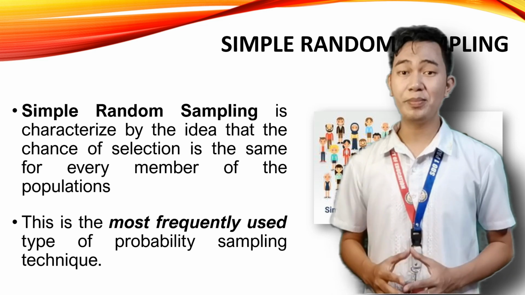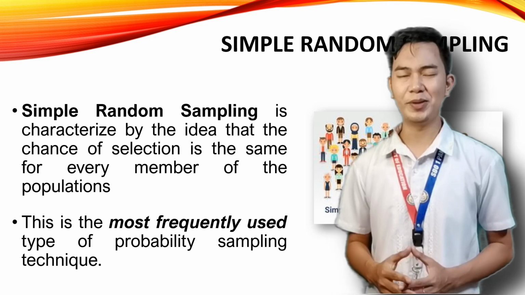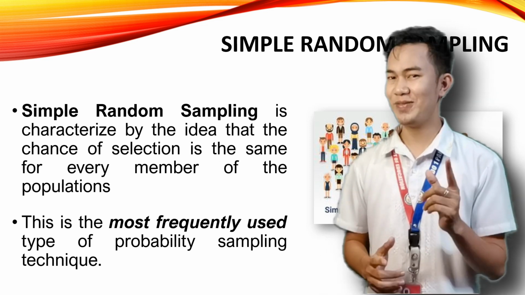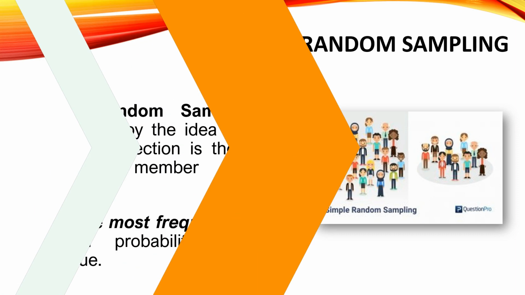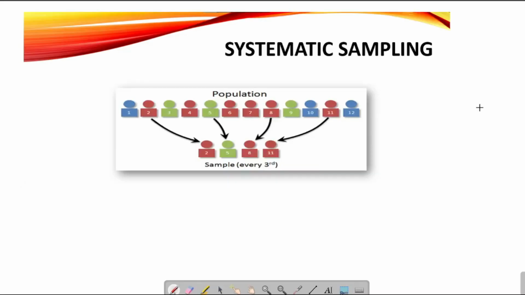Sa paggamit ng sampling technique na ito, para ka lamang nagdodraw sa pagpili ng samples. Kaya, napakadali, pero effective. Systematic random sampling. In this sampling technique, a random sampling is made of the first element for the sample. Then, a subsequent element is selected using a fixed or systematic interval until the desired sample size is reached. Kaya gamitin ang systematic sampling.